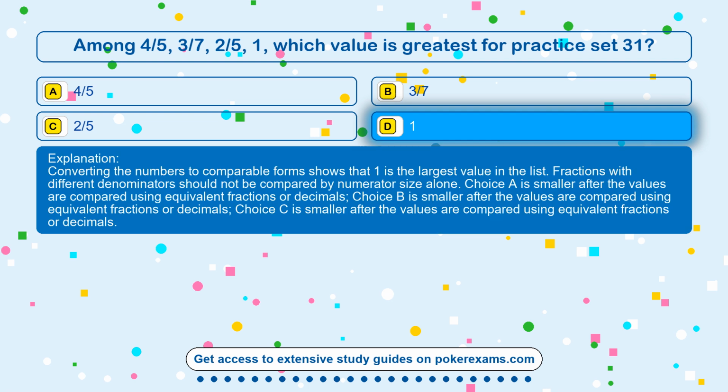Converting the numbers to comparable forms shows that 1 is the largest value in the list. Fractions with different denominators should not be compared by numerator size alone. Choices A, B, and C are each smaller after the values are compared using equivalent fractions or decimals.